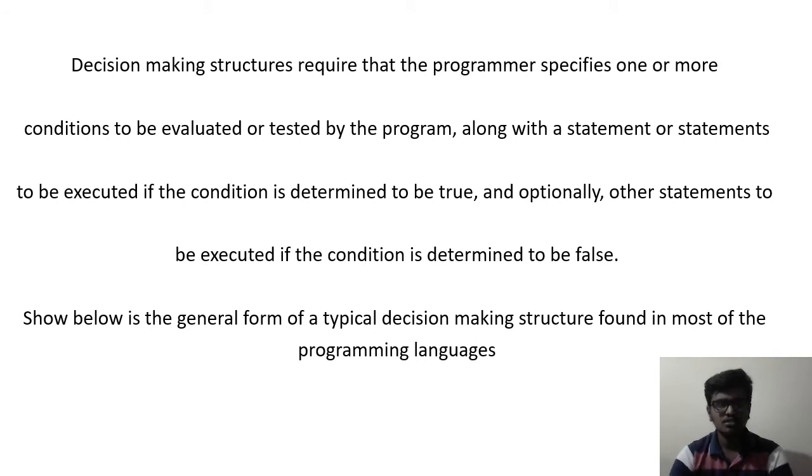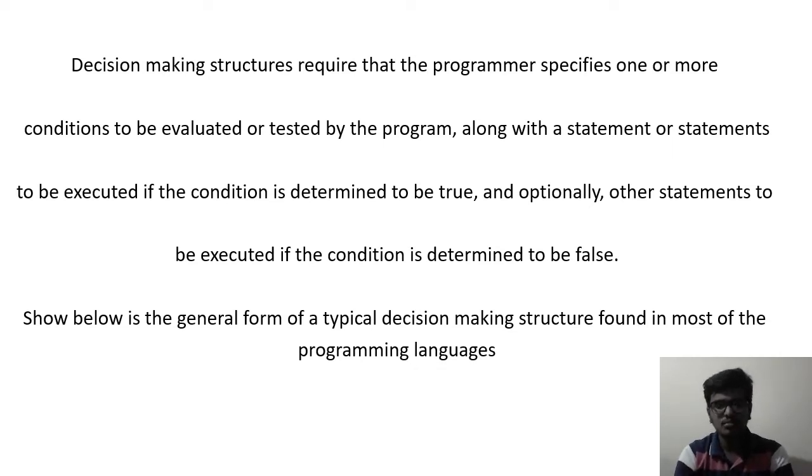Coming to decision making, let us know about decision making first. Decision making structures require that the programmer specifies one or more conditions to be evaluated or tested by the program, along with a statement or statements to be executed if the condition is determined to be true, and optionally other statements to be executed if the condition is determined to be false. Below is the general form of a typical decision-making structure found in most programming languages.